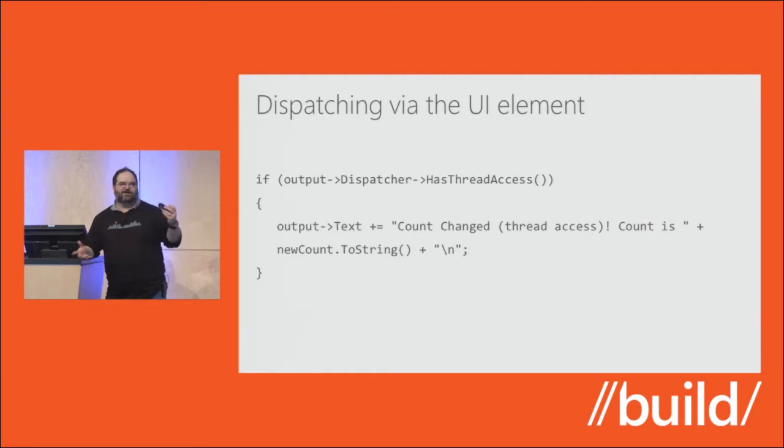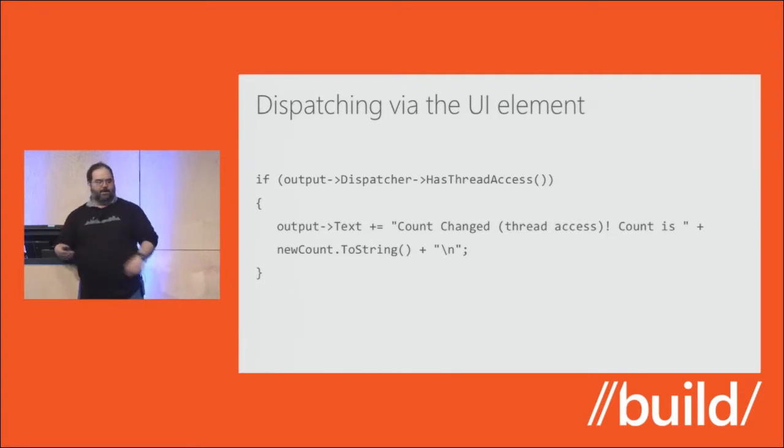Because you're a component, you don't always know in what context you're going to get used, but in this case you can say, I was going to update the UI with this piece of code, so let me check to make sure that I happen to be running on the right thread. Has thread access will tell you. It returns true when you're running on the thread that can update this particular UI. And so the code says, I have thread access, I'm going to update the UI.